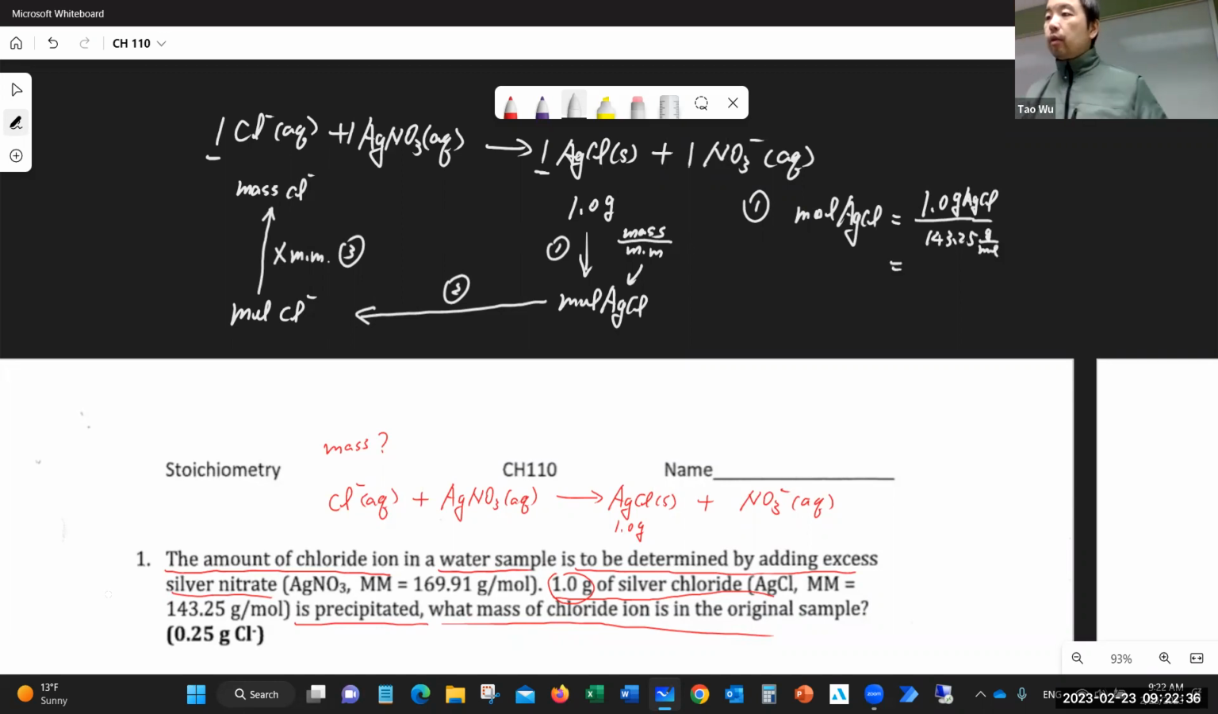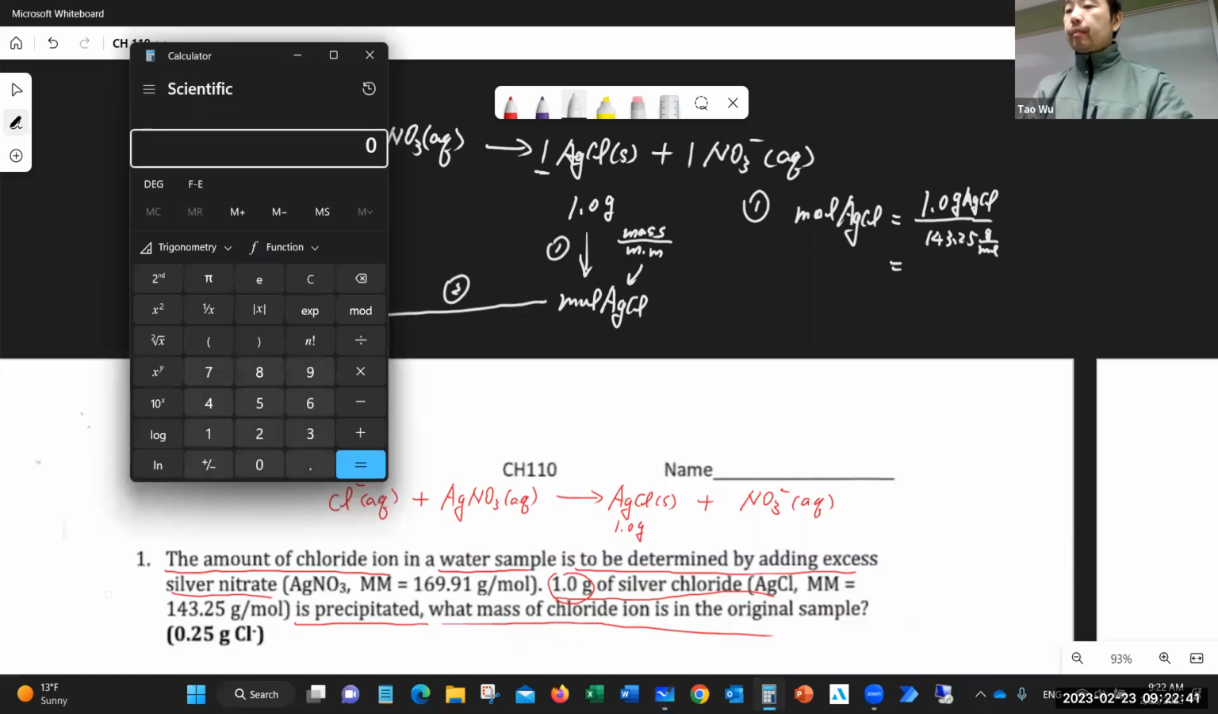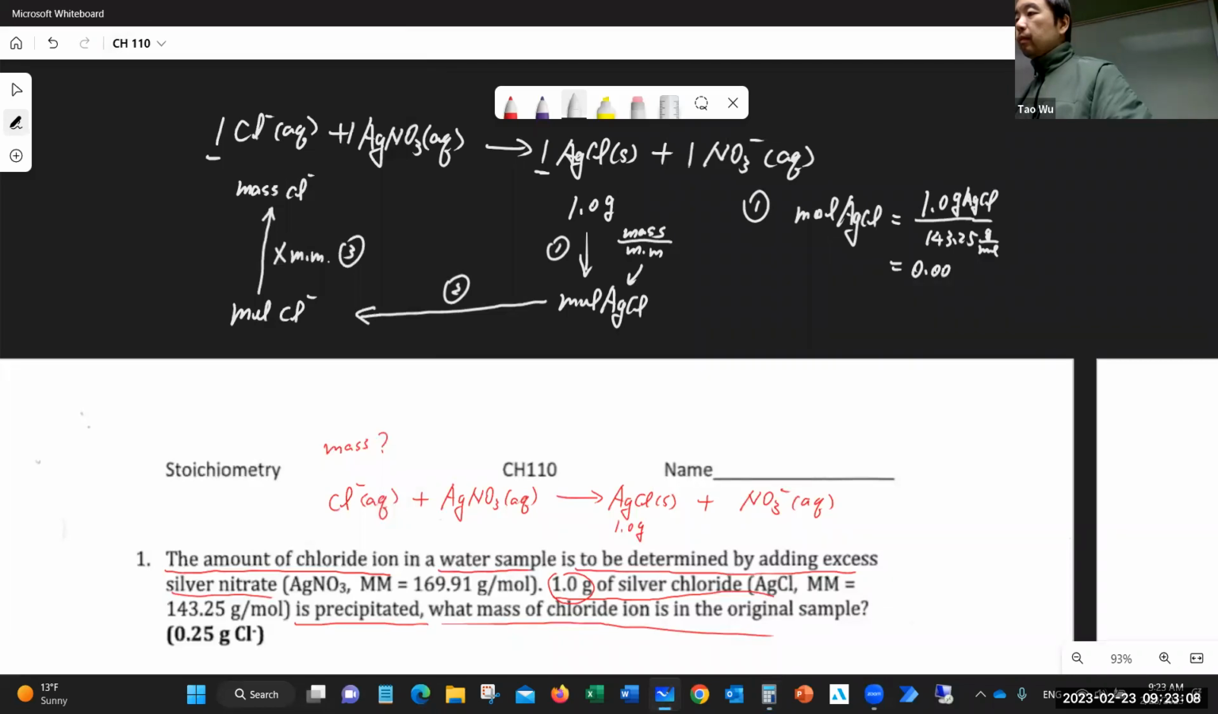Put it into your calculator. 1.0 divided by 143.25. For these cases, I recommend you keep enough sig figs for the calculations. It's sig figs, not decimals. So in this case, you're going to keep at least four sig figs. So 0.006981. This is the mole of the silver chloride.